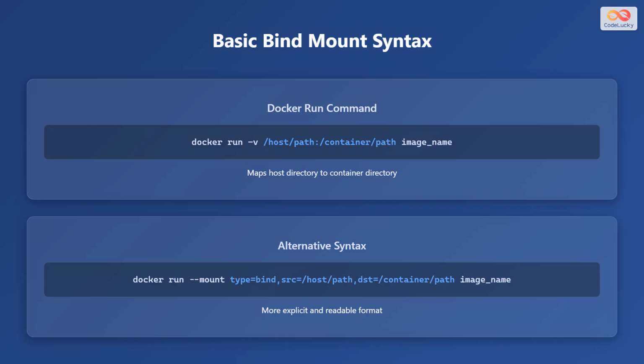Another way is using an alternative syntax: docker run --mount type=bind,source=/host/path,destination=/container/path image name. This provides a more explicit and readable format.